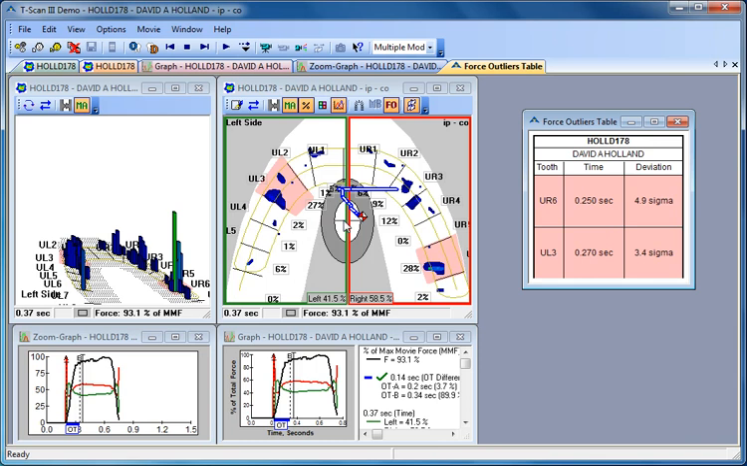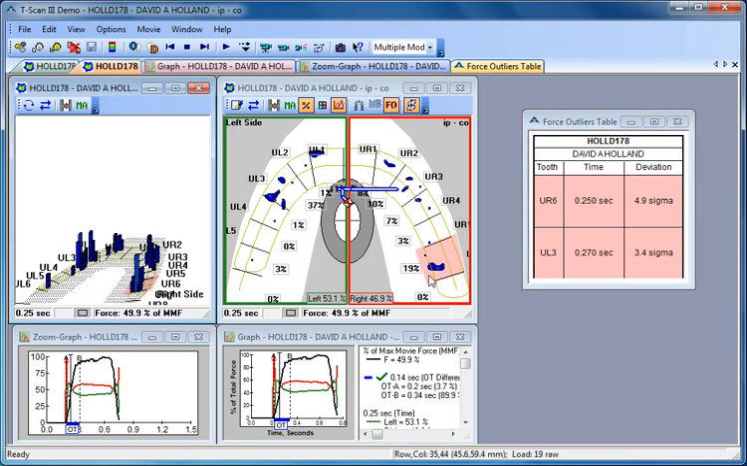So what this is sort of indicating is for the upper right 6 at time 0.24 seconds, and that's elapsed time, okay, not time from A to B. But if I click back here until I get 0.25 seconds, okay, so at this point in time, this contact here on this tooth is 4.9 times the standard deviation from the mean of all the contacts in the arch.